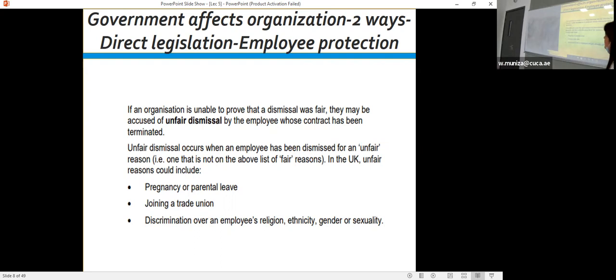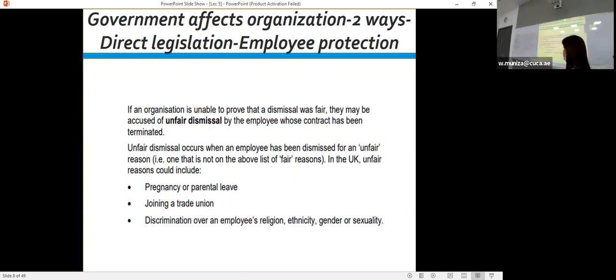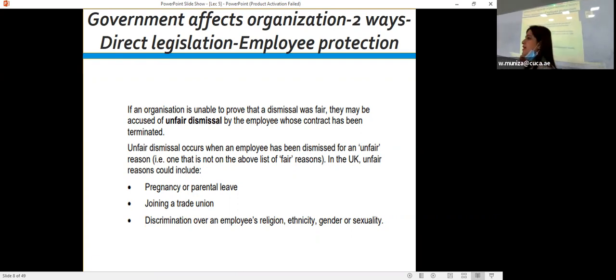So unfair dismissal occurs when an employee has been dismissed for an unfair reason, that is one that is not on the above list of fair reasons. In the UK, unfair reasons could include pregnancy or parental leave, joining a trade union, discrimination over an employee's religion, ethnicity, gender, or sexuality. So if an employee has been dismissed on the basis of such unfair reasons, this is known as an unfair dismissal.